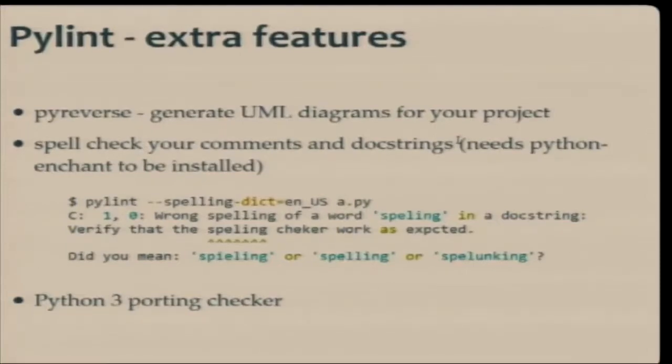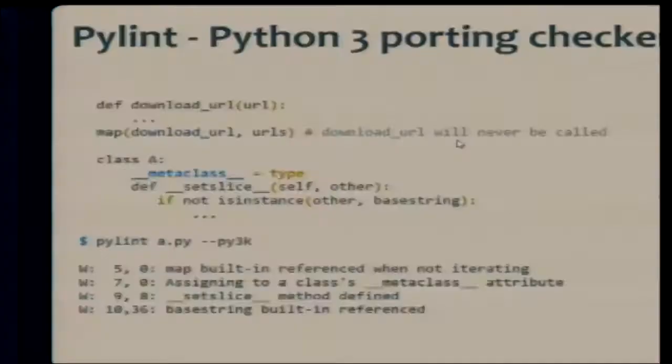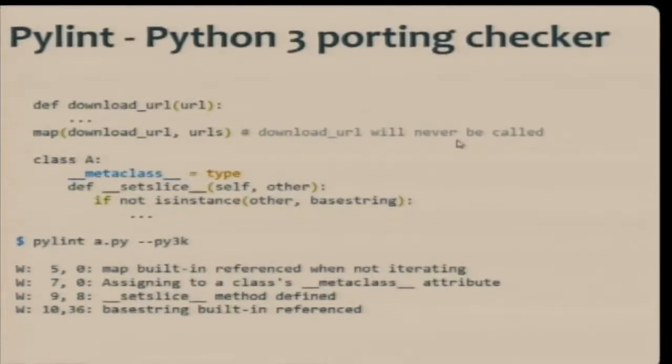Or you could use the Python 3 porting checker, which, when activated, disables all other checkers, and it will emit stuff that is not going to work in Python 3 anymore, like using removed syntax or removed built-ins or special methods, or my favorite, using map, filter, or reduce in non-iterable contexts. As you can see in this particular example, on Python 3, map is lazily evaluated, and in this particular example, download URL will never be called, because you should evaluate it first. It will return a generator, stuff like that.